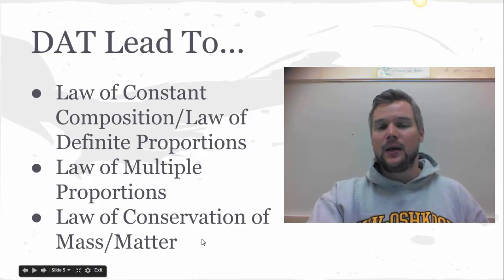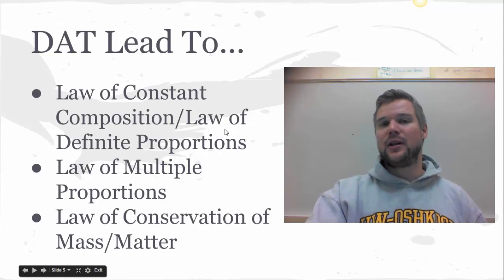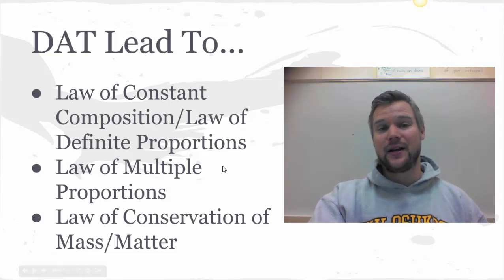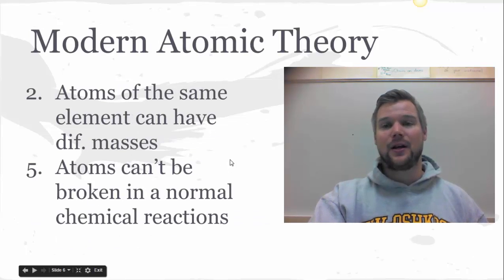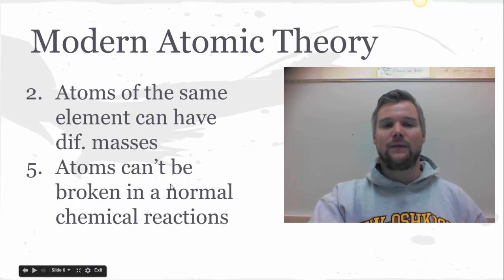Now, what we found out over time is that some of Dalton's theory isn't exactly true. That's the thing with theories. Theories explain something that we see in nature, explain how it works. And if we found out more information, we have to change this theory. And that's where the modern atomic theory comes in. It's the same as Dalton's atomic theory except for point 2 and point 5.